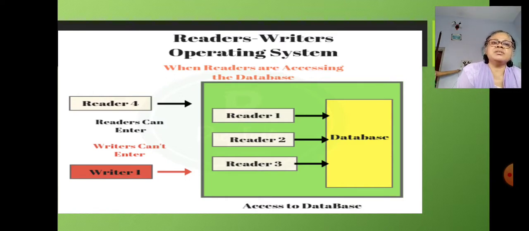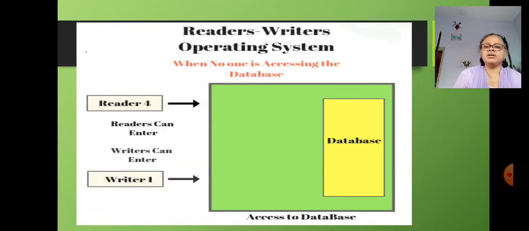So, as I have said, a solution to either problem may result in starvation. In the first case, writers may starve, and in the second case, readers may starve. For this reason, other variants of the problem have been proposed. Next, we present a solution to the first readers-writers problem.